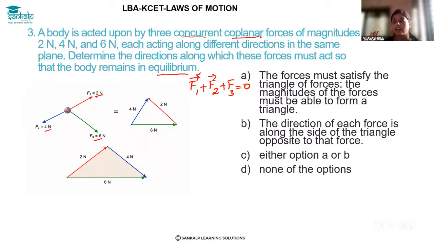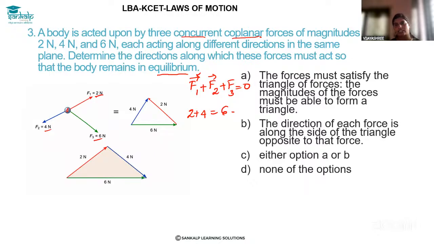This is the triangle law of force. This is the statement. So what can we write here? The given forces, that is 2 Newton, 4 Newton, 6 Newton, will form a triangle. So the given forces can just form a triangle. Here we can write 2 plus 4 is equal to 6. Since 2 plus 4 equals 6, the given forces can just form a triangle.